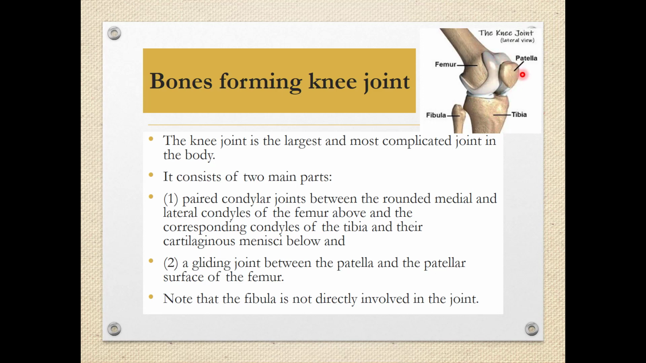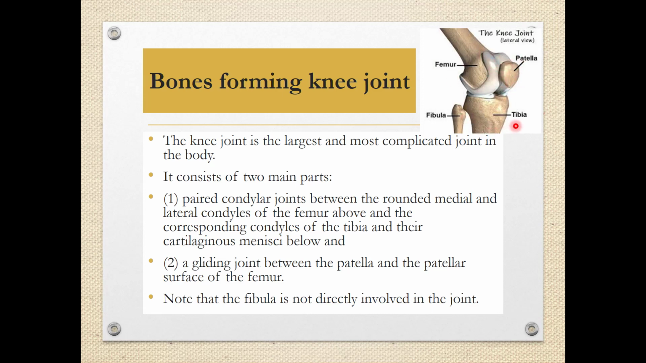And there is another joint which is plain gliding joint between the patella and the patellar surface of the femur. See here in this diagram, this is a small bone which is patella, and behind this is the patellar surface of the femur. So there is a gliding joint in between these two bones.